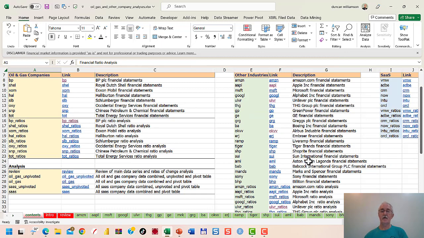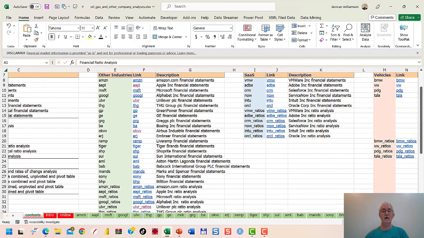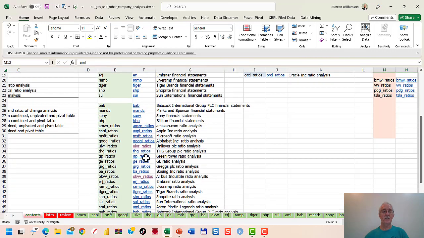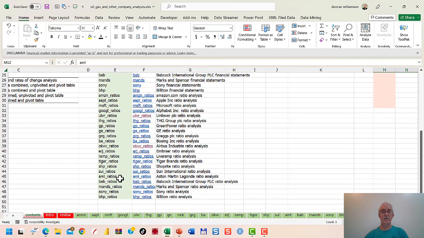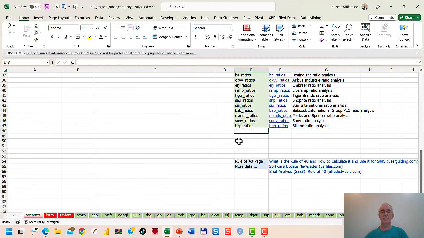You might find that, for example, Aston Martin, why are they in other when they should be in vehicles? How do we deal with that? Well, we do it this way. Ready? So Aston Martin, move it, moved, Aston Martin, a little bit more formatting, like that, save it, and that file is now up to date. It doesn't affect any calculations at all. All right, up to date now. So that's 43 companies, 5 sectors. What else have we got?